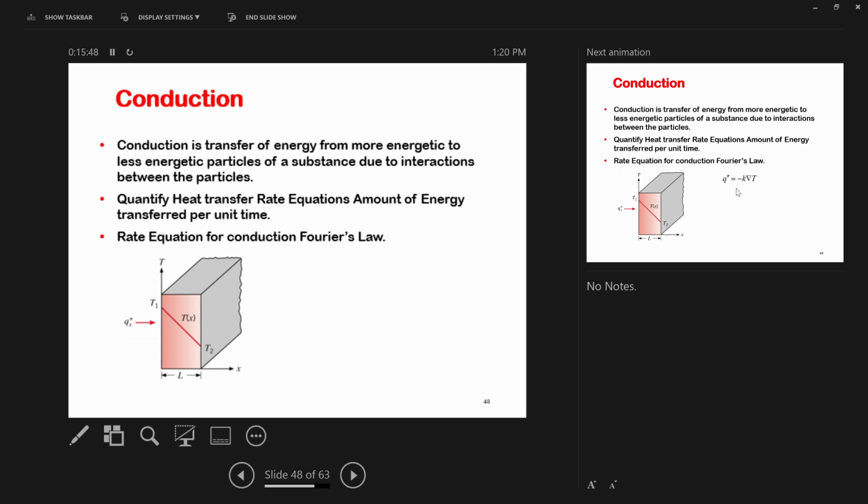Do you remember what Fourier's law was, Igor? Sounds familiar, but I can't quite define it.